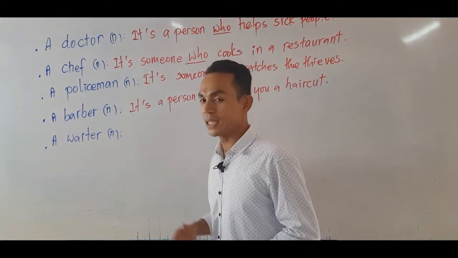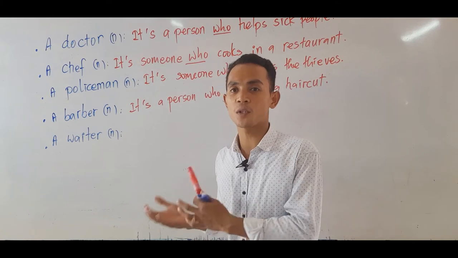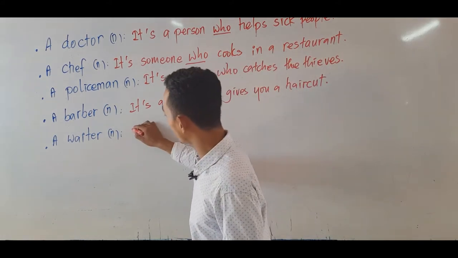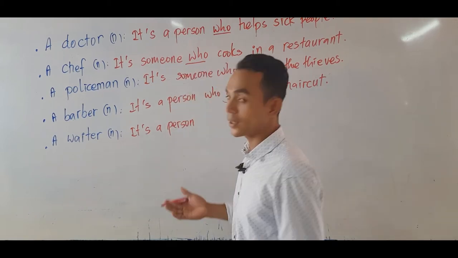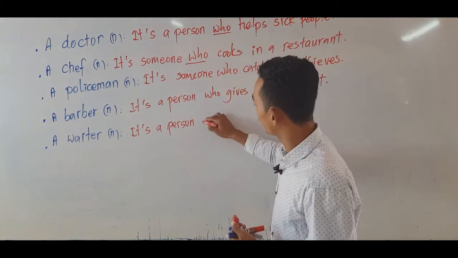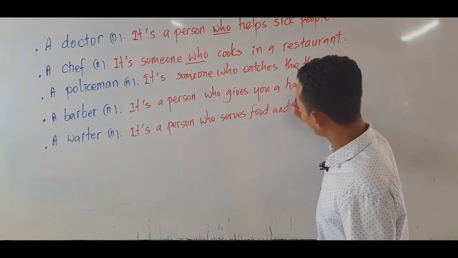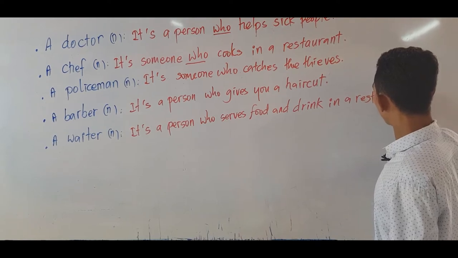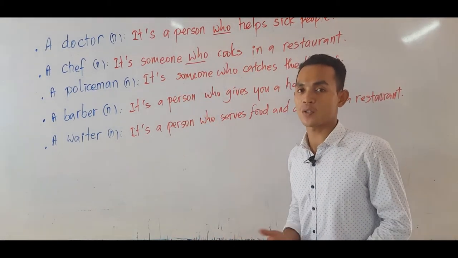A waiter is someone who serves food in a restaurant. Or a waiter is a person who serves food in a restaurant. Or serves food and drink in a restaurant. A waiter, it's a person or it's someone. You can say a person, you start with it's a person or it's someone who serves food and drink in a restaurant. Example, a waiter is someone who serves food and drink in a restaurant.